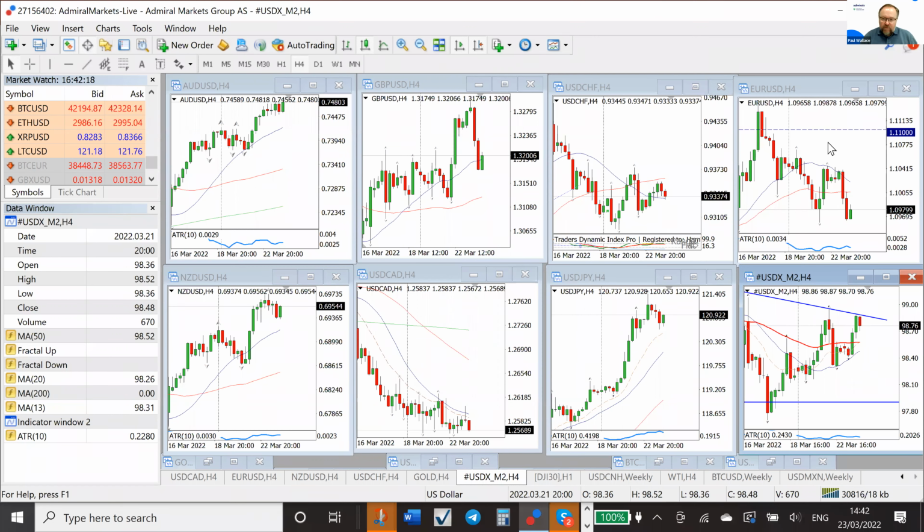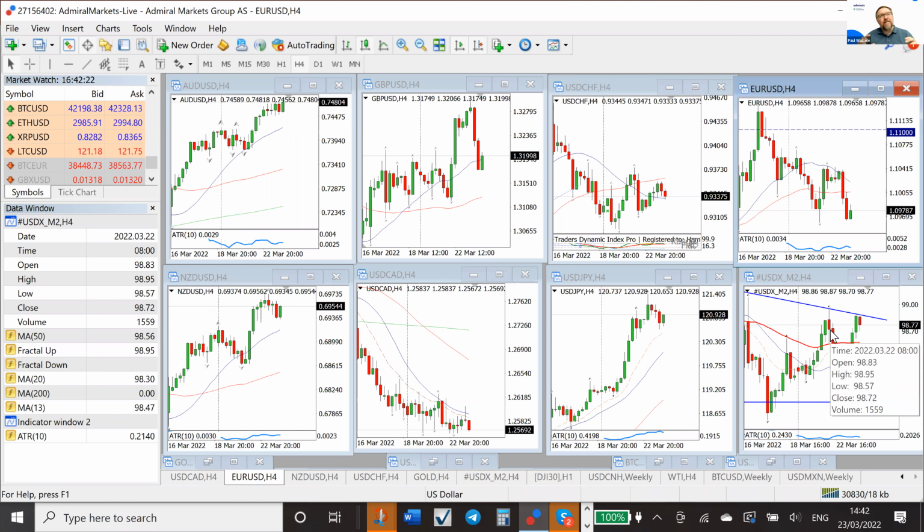And what I have above it is the euro against the US dollar, because remember what I said: the euro makes up about 57% of the dollar index. And what actually happens is you get an inverse picture, an inverse correlation. So when the US dollar index is going up, the euro dollar is going down. And we'll show you that a little bit more in a moment.